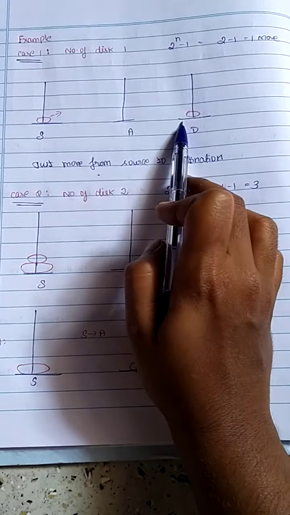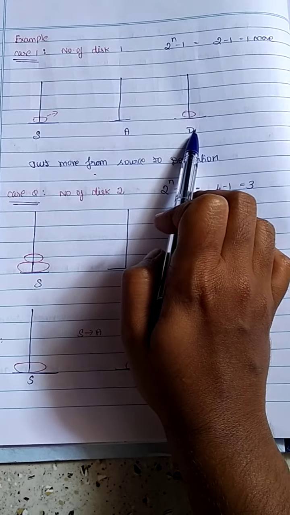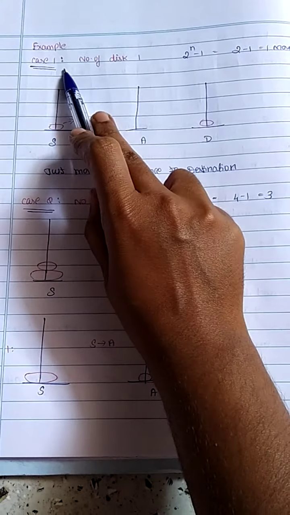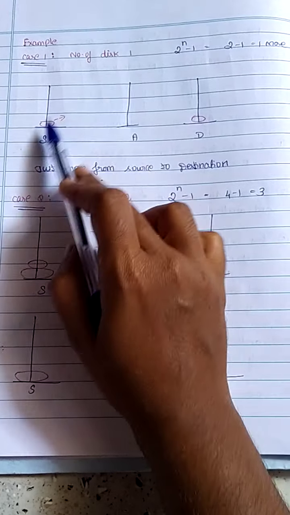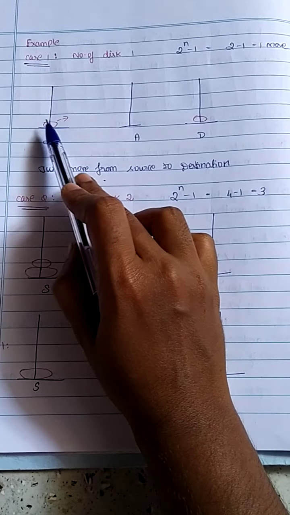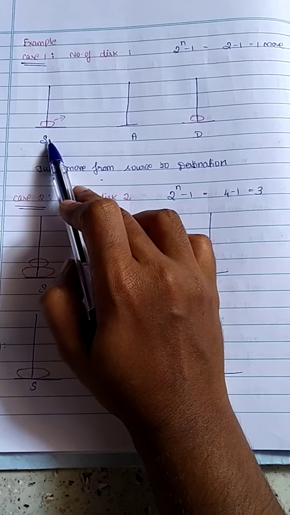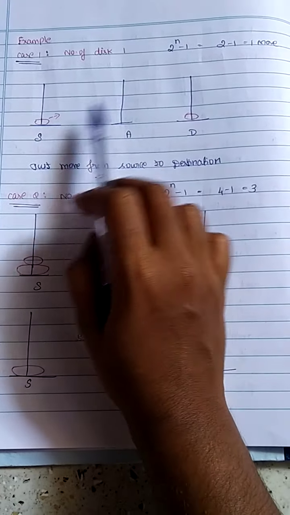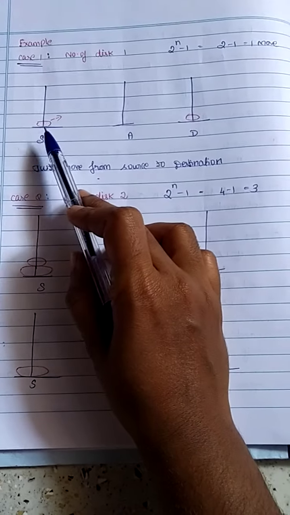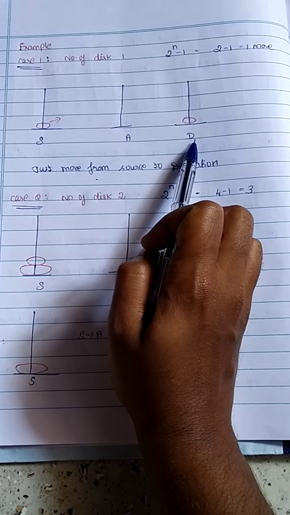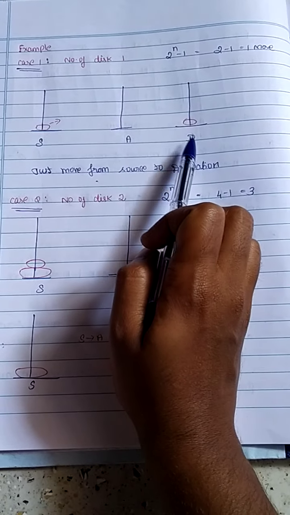Now I am taking 3 rods, source, auxiliary and destination rods, and in case 1 I am taking the number of discs as only 1. Okay, I am having only one disc in my source. Now I want to move this disc to my destination. There is no problem. It is a very easy one because you can just remove it from the source and put it in the destination.